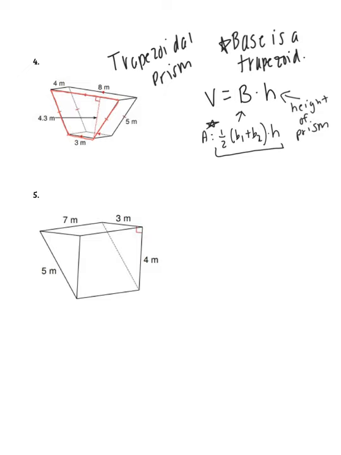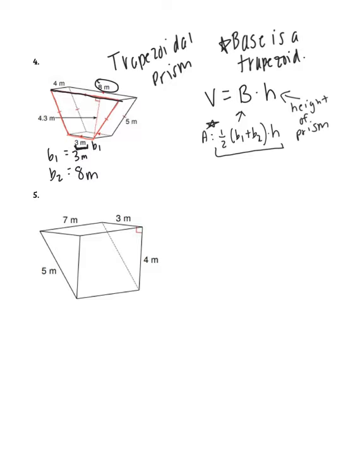So I would write down, what is my B1 and what is my B2? Remember, it doesn't matter which is which, but one of them is the top base, one of them is the bottom base. I know right here, this 3 is one of the bases, so I'm going to call B1 3 meters. The other base is this guy up here, which I can see is labeled 8 meters. So that's going to be B2. So I have my B1, I have my B2.